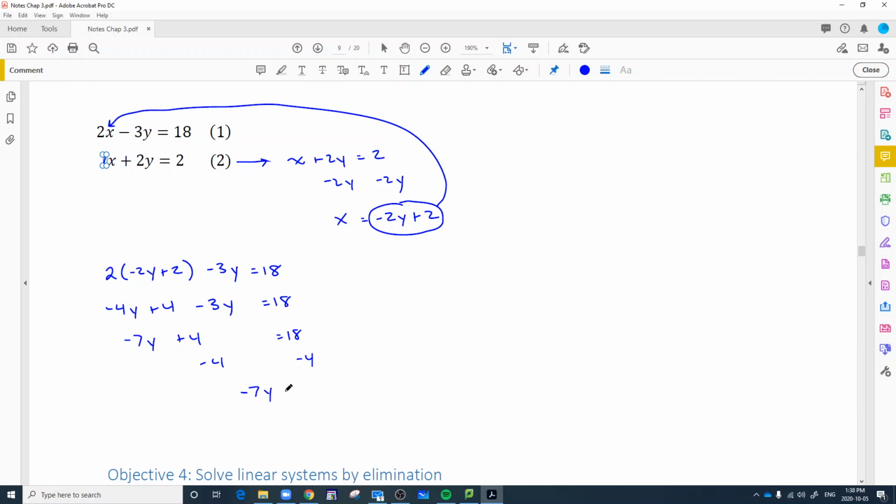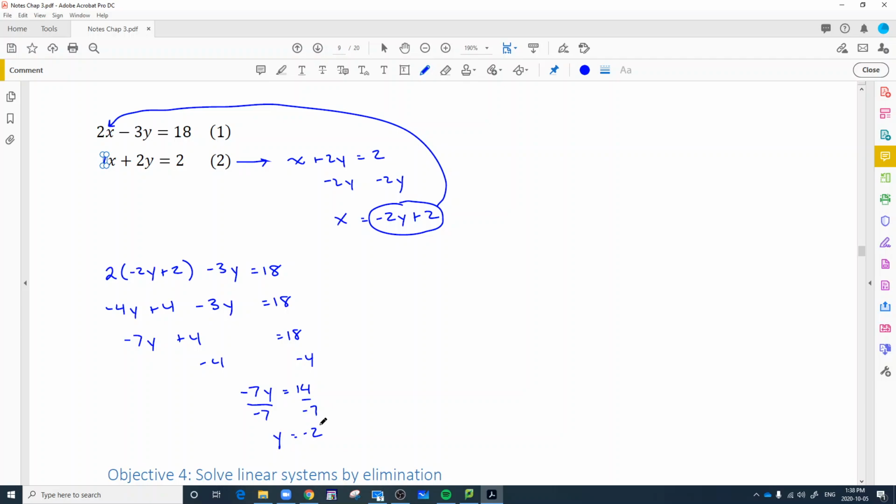I get negative 7y. I start getting this excited feeling when I get a number that the 7 will go into. So now I'm going to divide by 7, negative 7, and I get y equals negative 2. They don't always turn out nice. Like if you get a fraction, you're not necessarily wrong, but most of them come out as nice numbers.